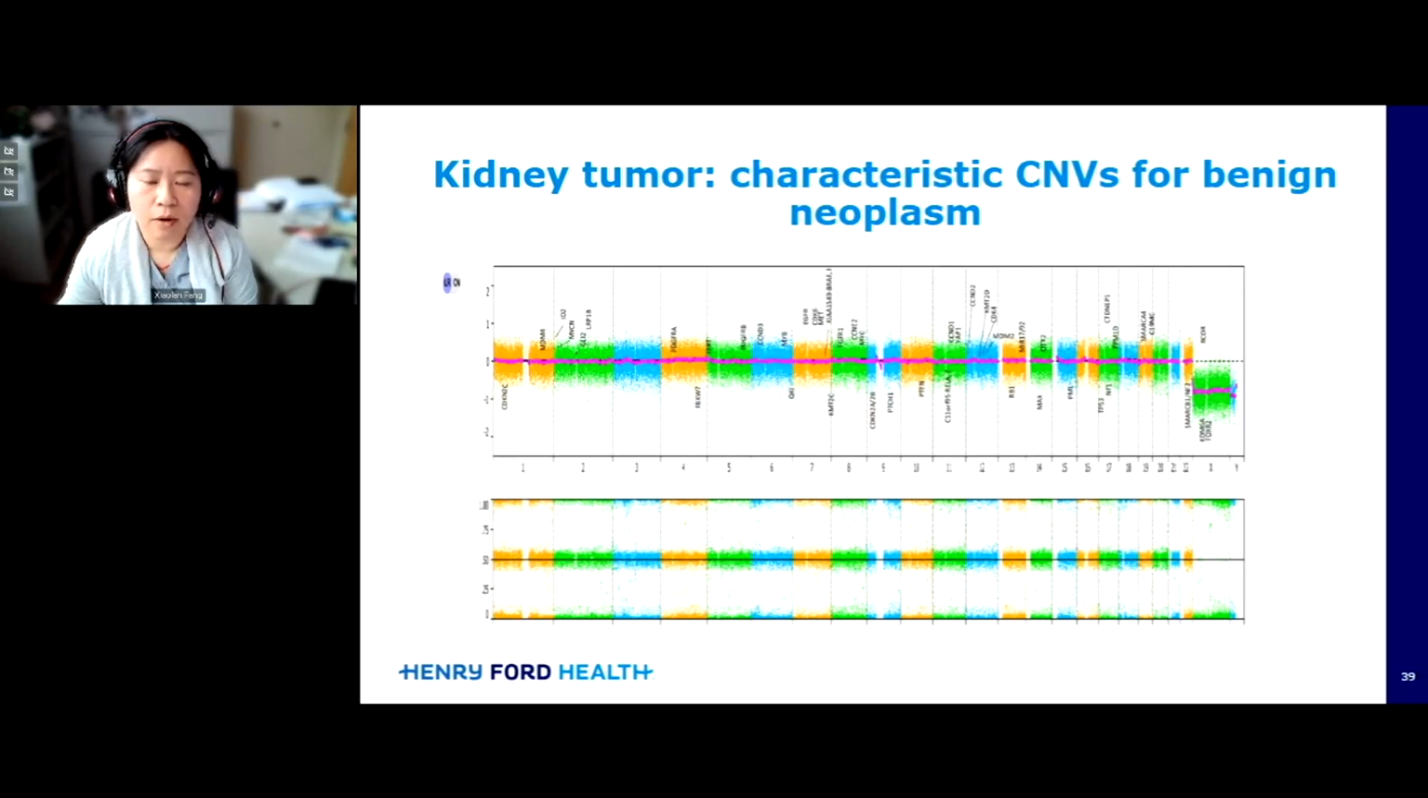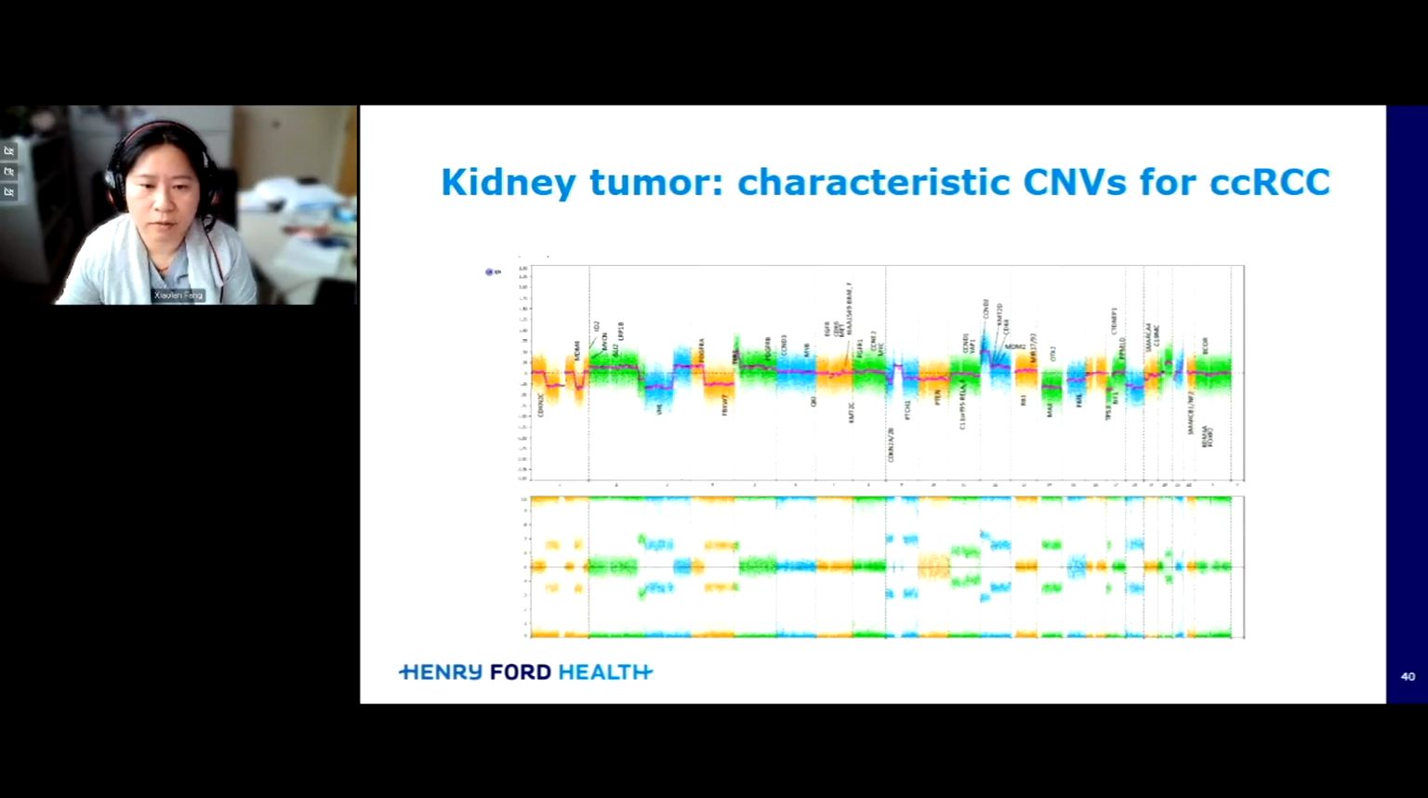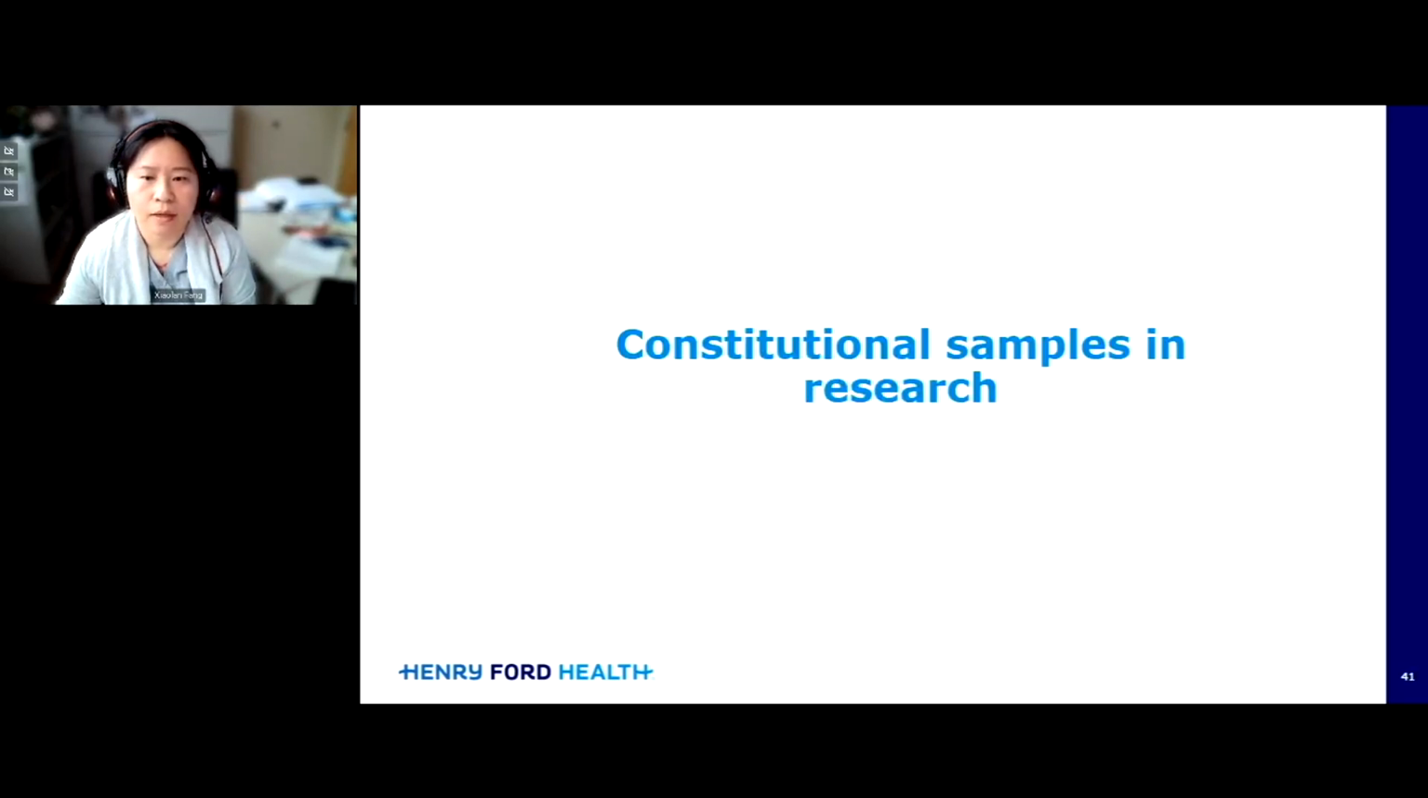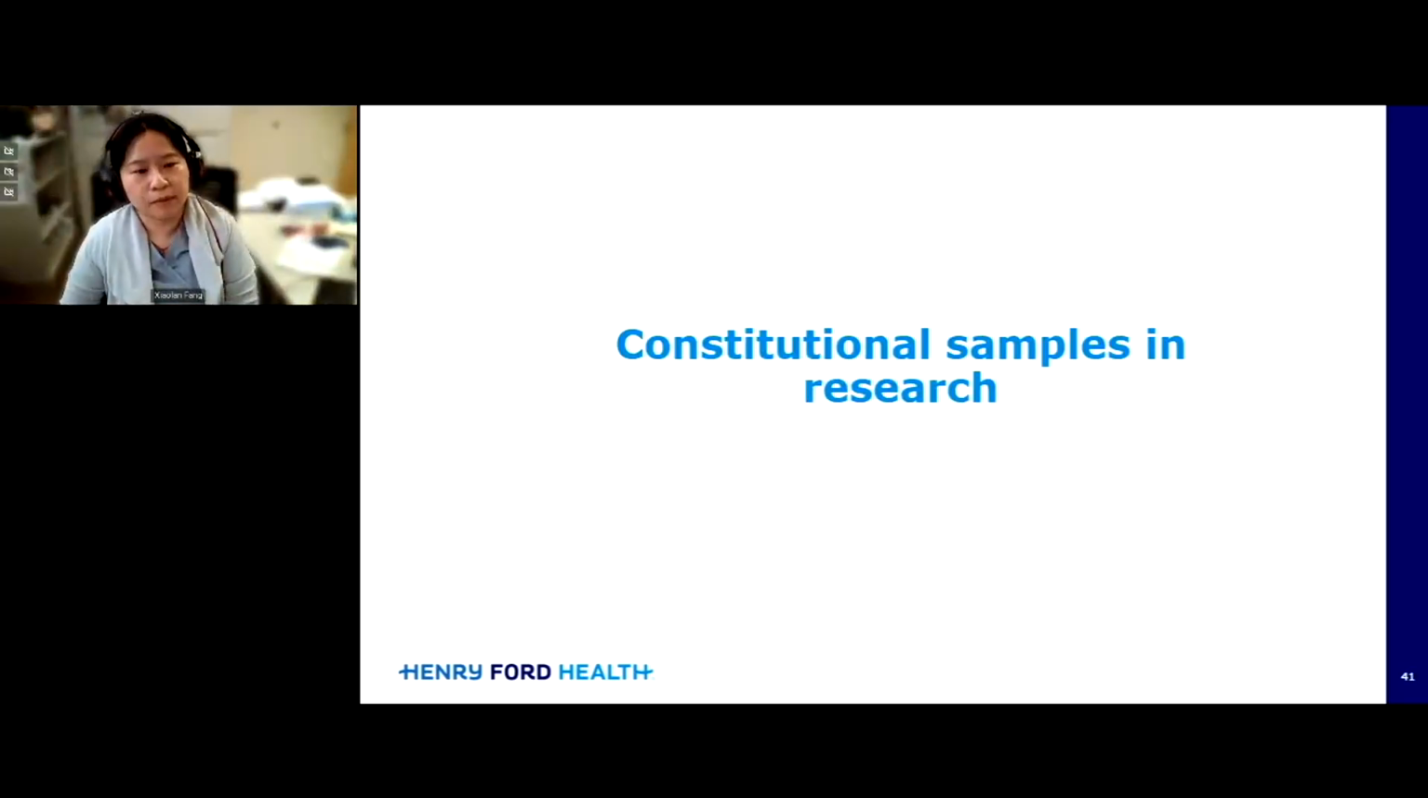So this is a sample with a benign neoplasm in kidney, and you can see basically it's normal, nothing really standing out. But when we check the clear cell RCC sample, we can see a lot more CNVs, including the 3p deletion, which is listed in the literature. That's here. So that covers most of the somatic samples that I want to talk about today.